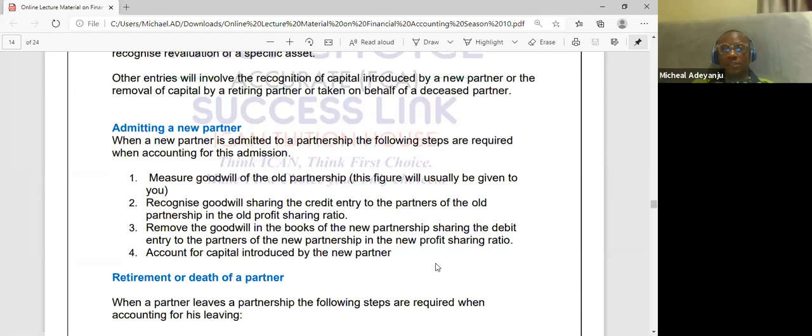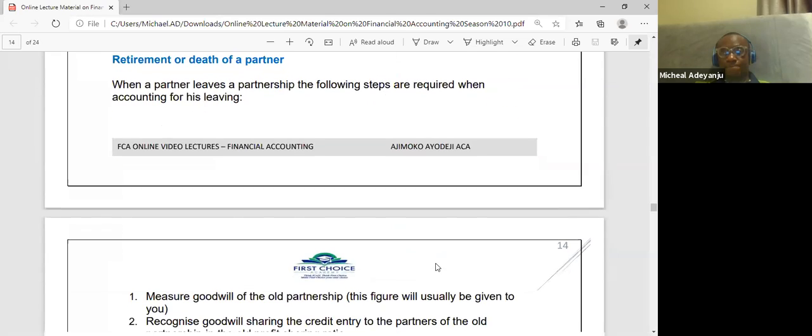So admitting new partners. When a new partner is being admitted, the following steps need to be taken. Measure the goodwill of the old partnership, recognize the goodwill sharing, remove the goodwill from the books, and account for the capital introduced by the new partner.